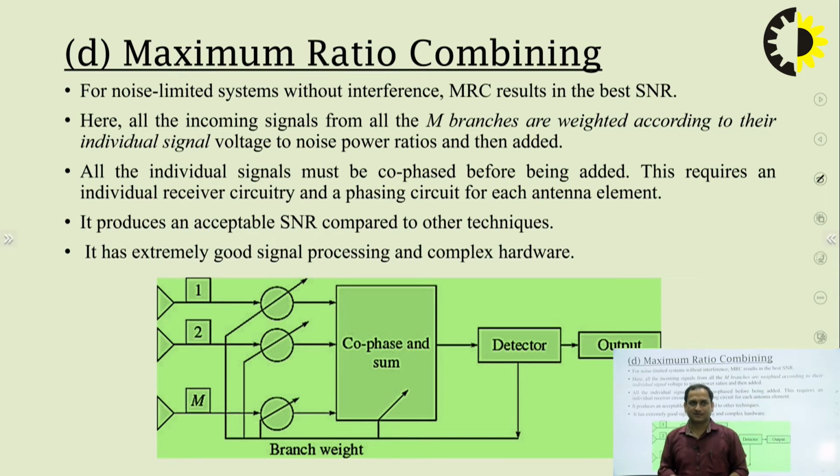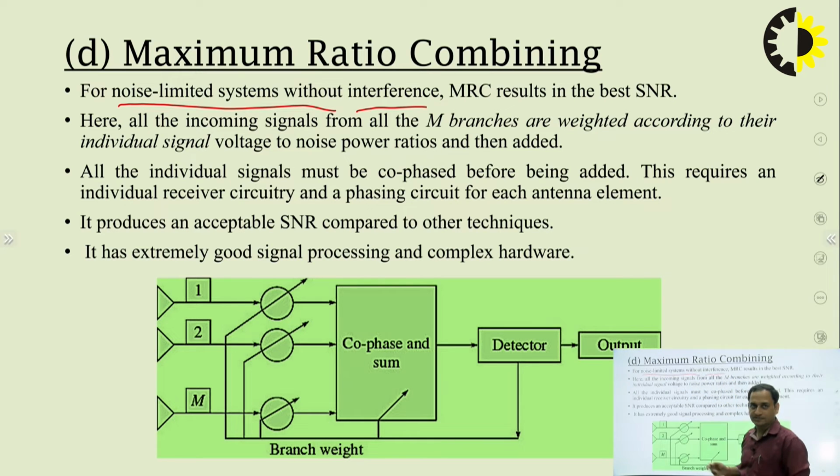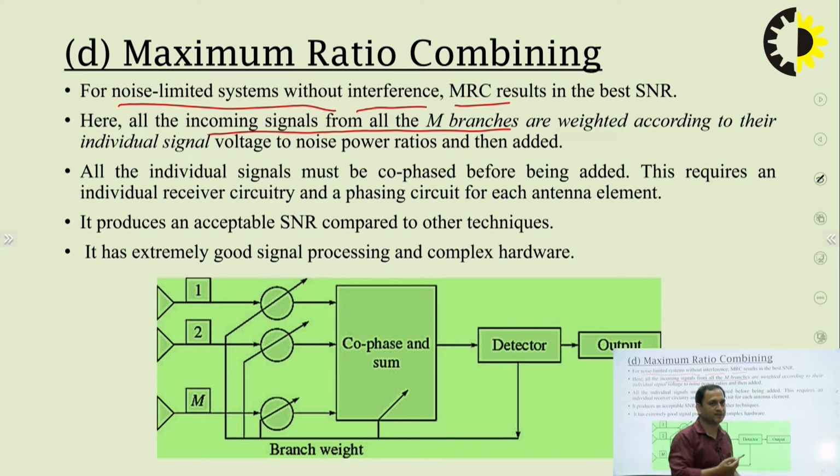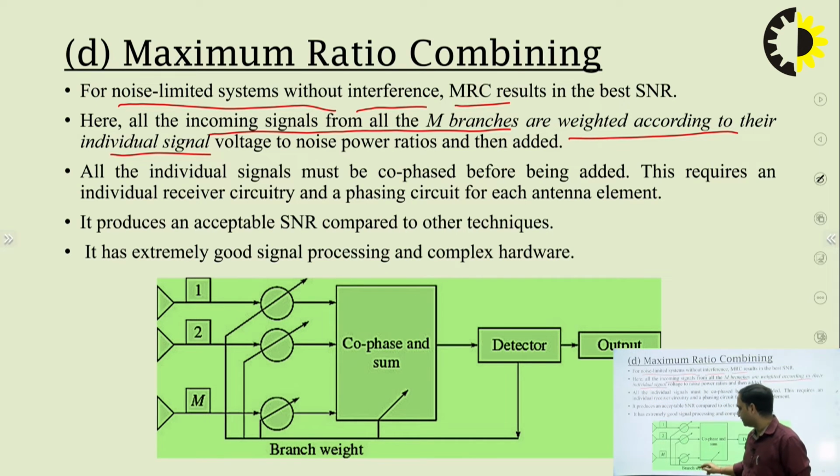The last one is maximum ratio combining. This is for noise limited systems, without interference, and MRC results in the best SNR. Here all the incoming signals from all M branches, sometimes called an M finger system, generally used in the rake receiver, are weighted according to their individual signals. Based on the individual signals, this system provides different weights, or we can say we amplify the signal with an amplification factor.